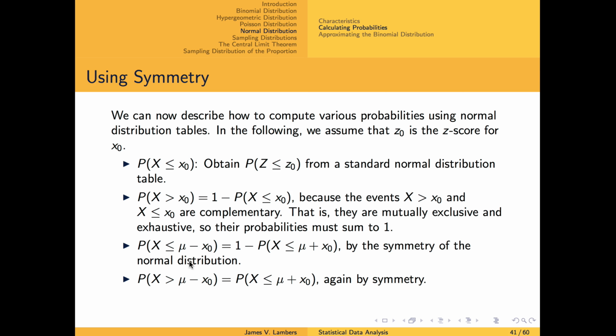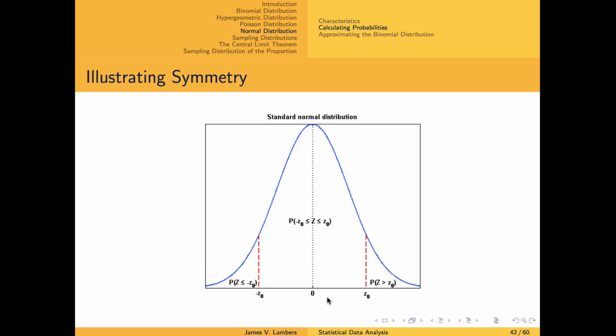These next two formulas are most commonly used for the standard normal distribution, for which the mean mu is 0, so we can get probabilities involving negative values of x naught in terms of probabilities involving positive values, which are the ones published in tables. Finally, the probability of capital X falling within an interval is easily obtained in terms of two probabilities that we could obtain using tables. Here we can see how symmetry is used to obtain probabilities for a standard normal distribution.